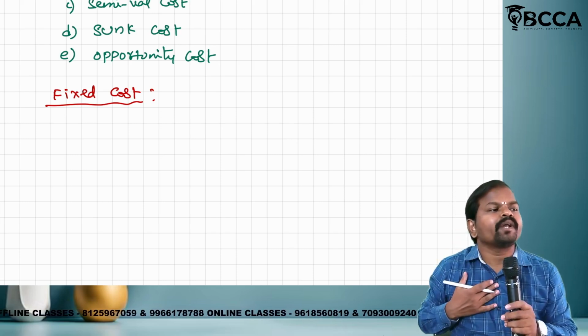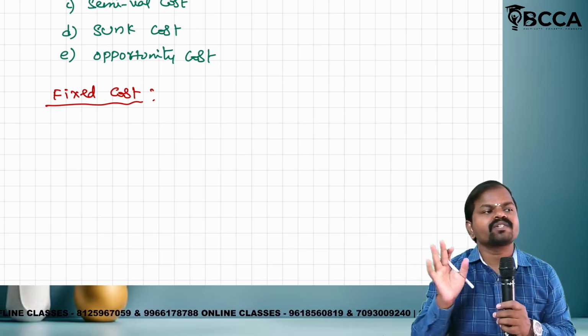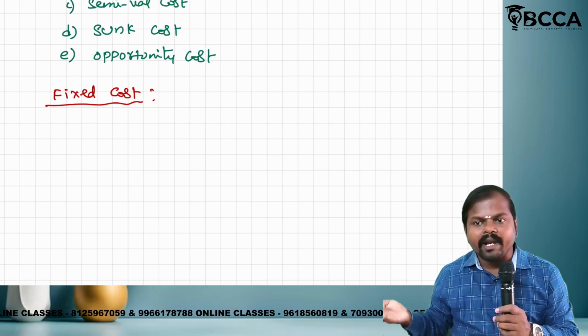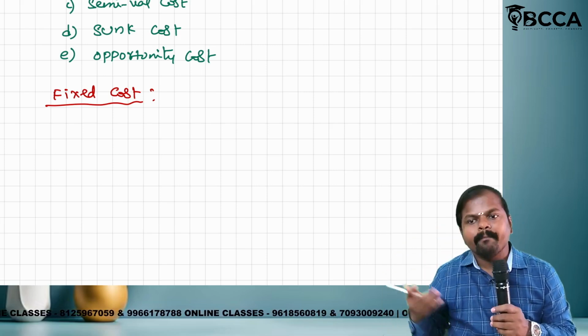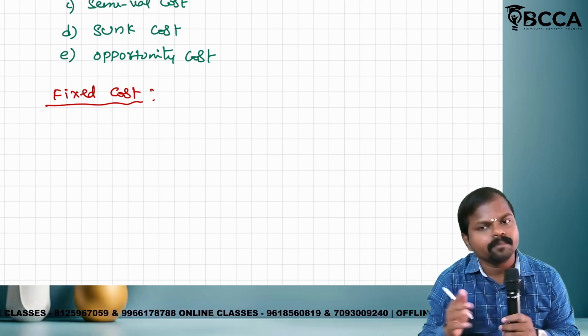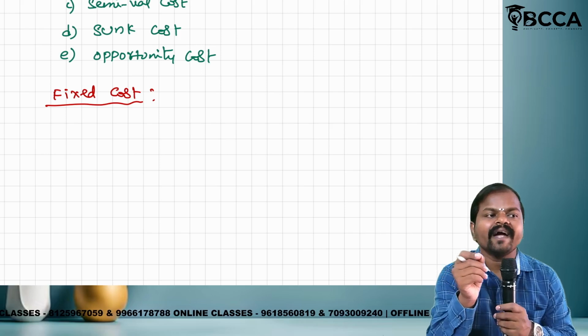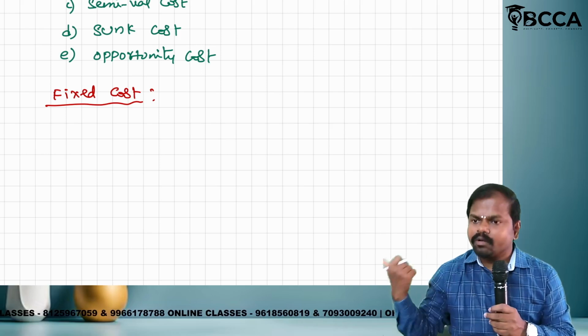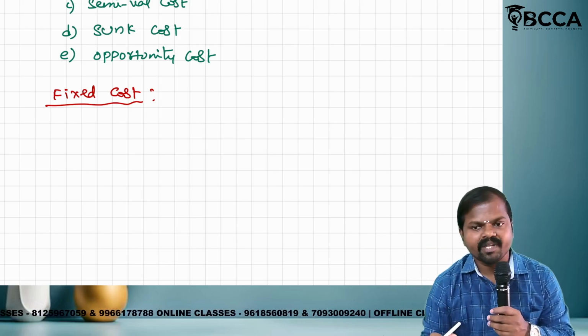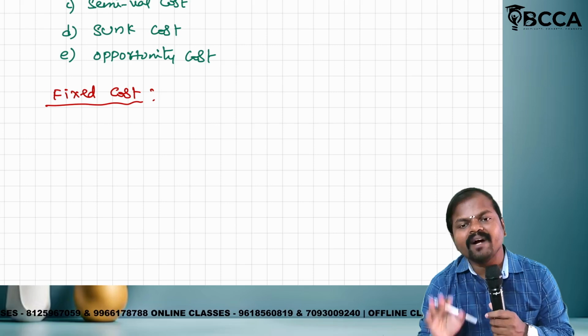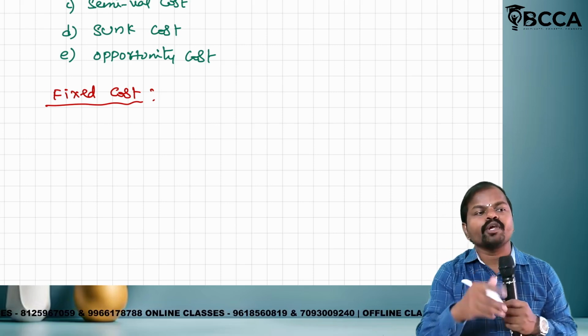If my output is 1 lakh, fixed cost is 10,000. If my output is 2 lakh, my fixed cost is equal to 10,000. If my output is equal to 0, my fixed cost is equal to 10,000. Example, factory rent. I took one factory on rental basis. Monthly rent 45,000. In a month, 1 crore units I produce.